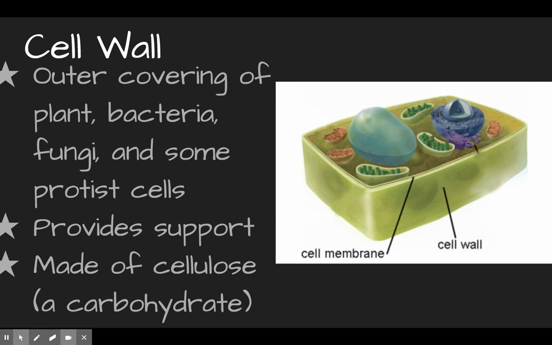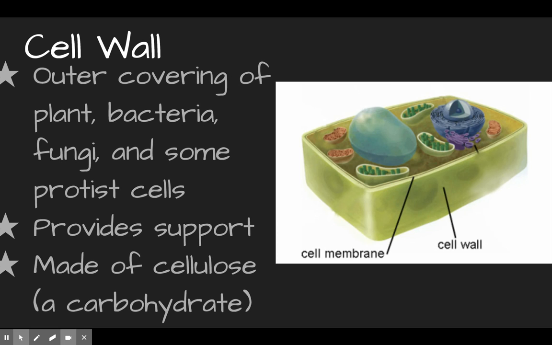Now, animal cells do not have cell walls. Plant cells have cell walls. Bacteria cells do, fungi cells do, and some protist cells do, but animal cells do not have cell walls. You are going to need to know that. If I give you a picture of an animal cell and a plant cell, you should be able to differentiate between the two because an animal cell does not have a cell wall.